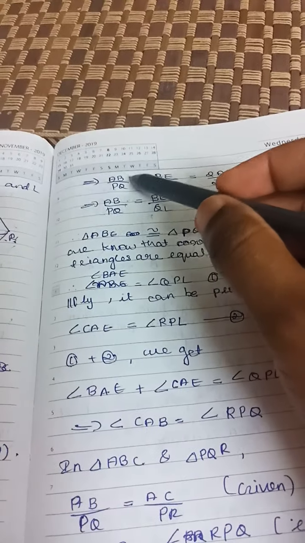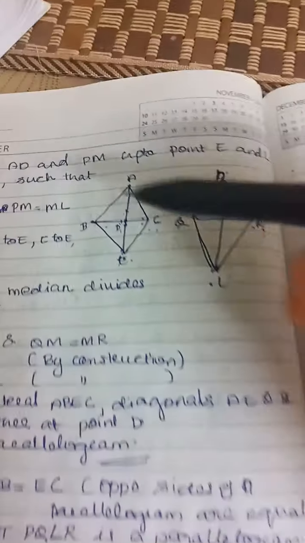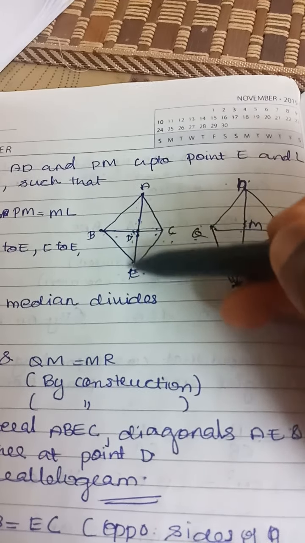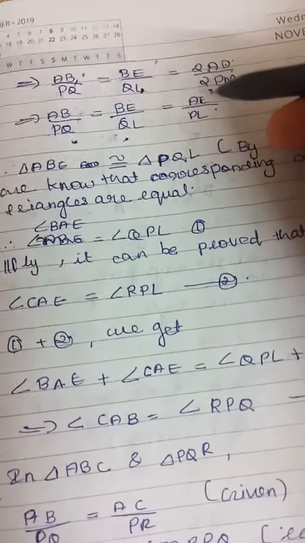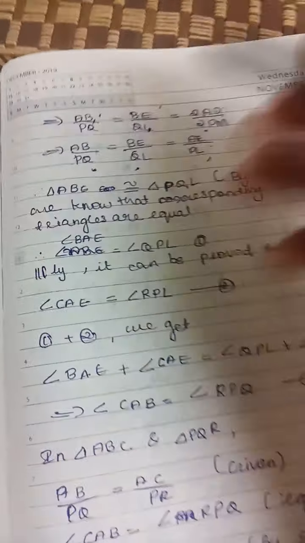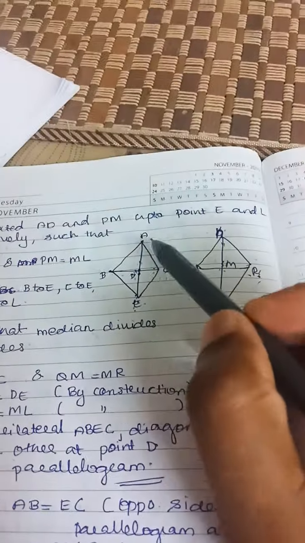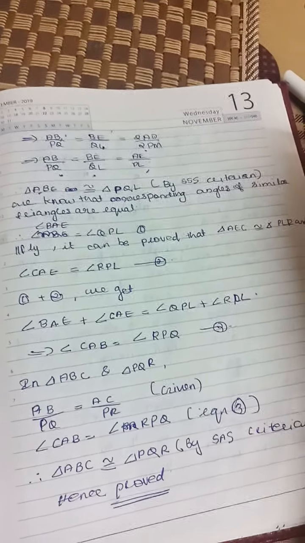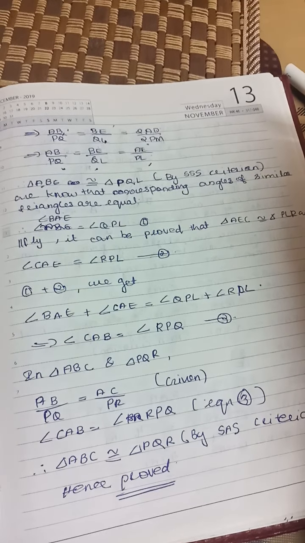Okay. So we can write AB by PQ, same thing here. BE divided by QL, same thing here. 2 into AD, that means the whole length AE, correct? So we will get here AE divided by 2 into PM. This is PM. 2 into this one, that whole length, so PL. So AE divided by PL we will get. So we can write: therefore the triangles ABE and PQL. These two triangles ABE and PQL are congruent by using which criteria? SSS criteria.